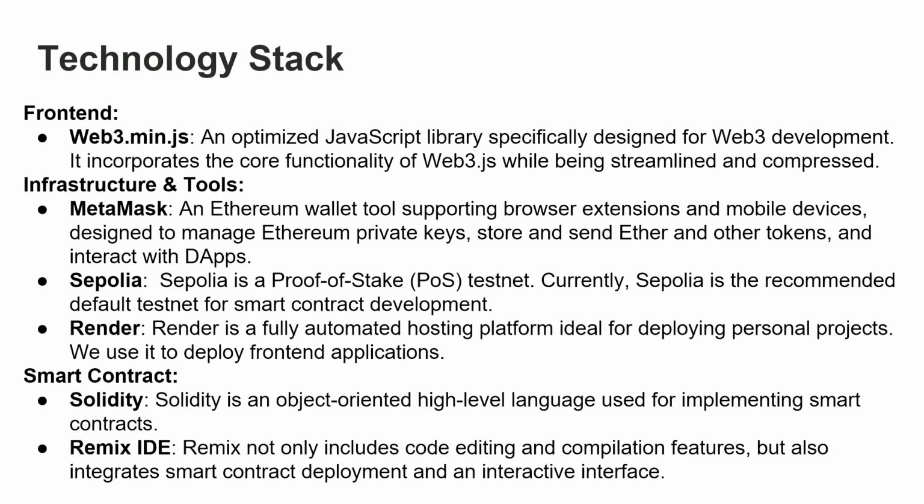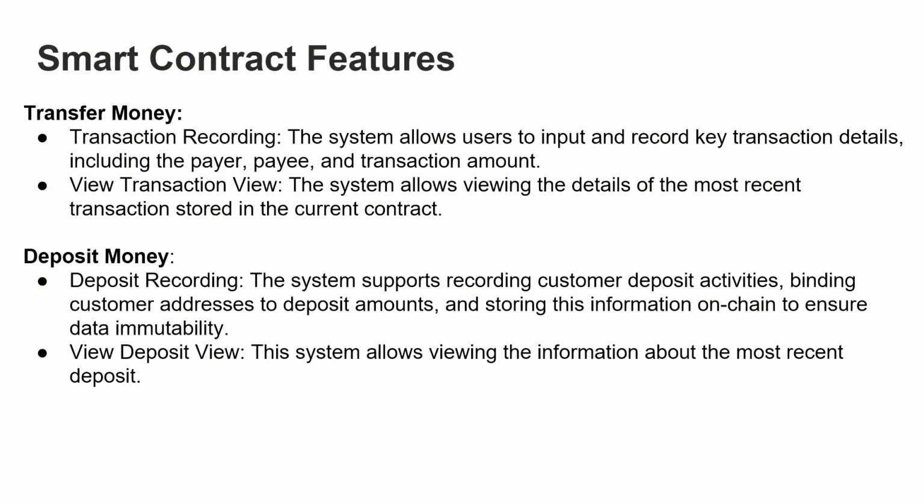Then, the technology stack. For the front end, we use web3.min.js for Web3 development. And for infrastructure and tools, we use MetaMask as a wallet. And we deploy the contract on the supported testnet to simulate the main network. We also use Render as a hosting platform to automatically deploy our front-end application. Finally, for the smart contract, we wrote our core logic in Solidity using the Remix IDE.